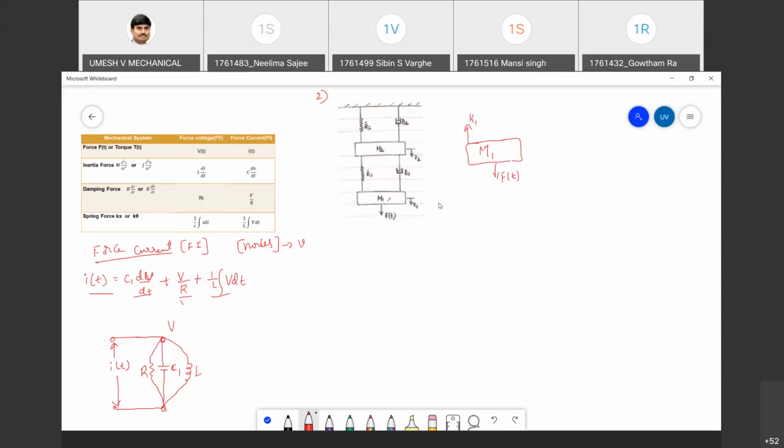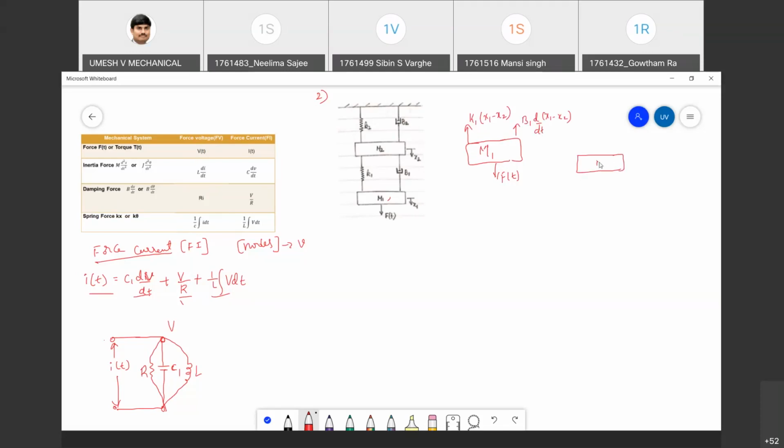M1 has displacement x1, M2 has displacement x2. You have to make it x1 minus x2 because K1 is common. Similarly, for B1 it would be B1 d by dt of (x1 minus x2). Yes, very good. Now can you write the differential equation for M2?